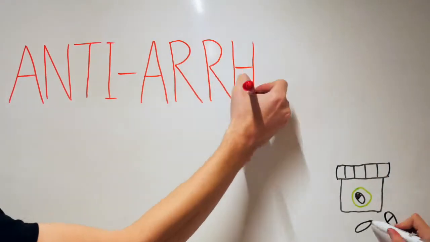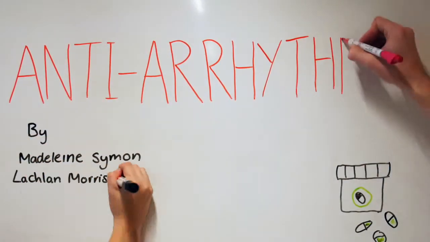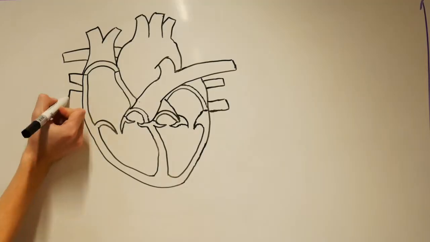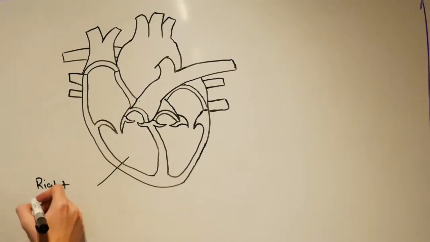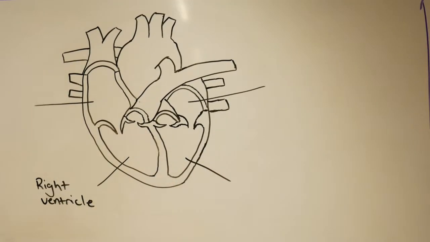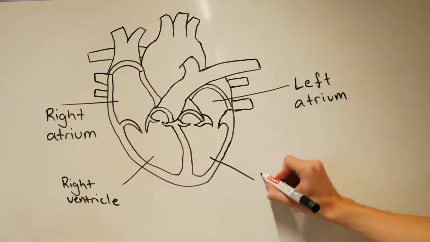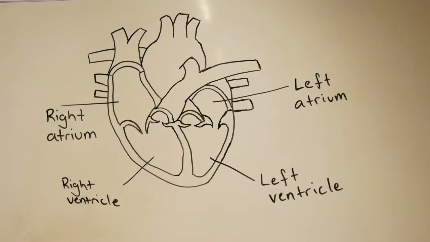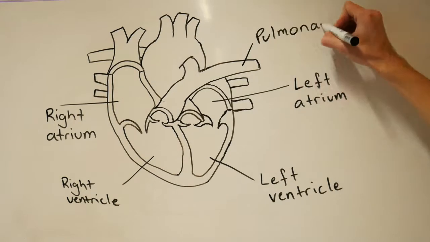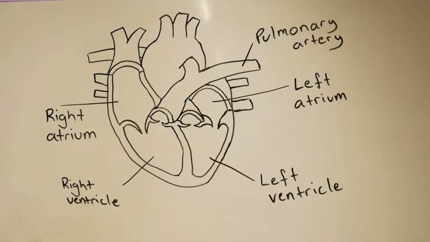Hi guys, today we'll be discussing abnormalities of the heart, specifically arrhythmias and the types of medications used to treat the condition. The heart is composed of 4 chambers, separated by valves to stop backflow. The top chambers are known as the atria and the lower chambers are called the left and right ventricles.